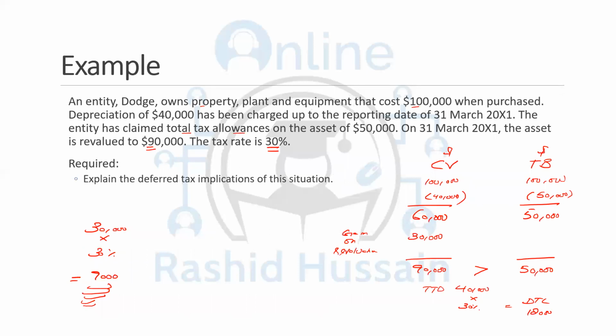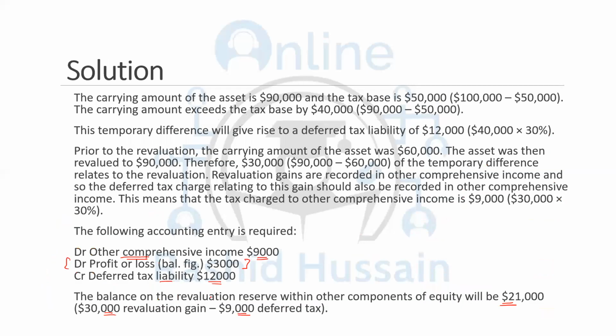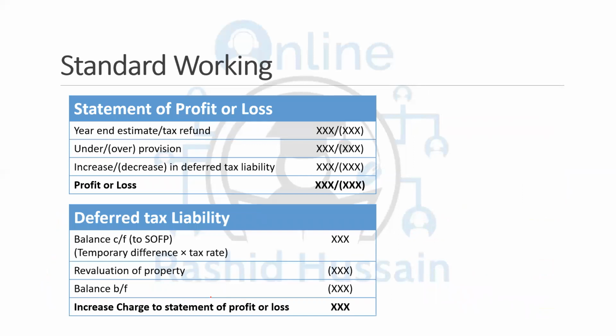So the point to remember is that the gain on the revaluation is treated in the other comprehensive income. So does its deferred tax consequence. So in the exam, you just simply need to do this. Take the gain on the revaluation, multiply it by the tax rate. You get the deferred tax liability on revaluation. And just treat it accordingly. So this is the standard working. If you understand these formats, then the exam question is going to be a piece of cake for you guys.